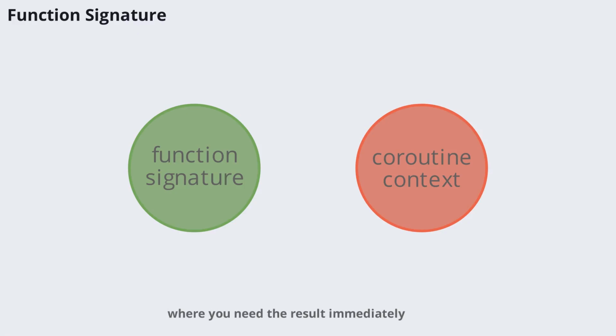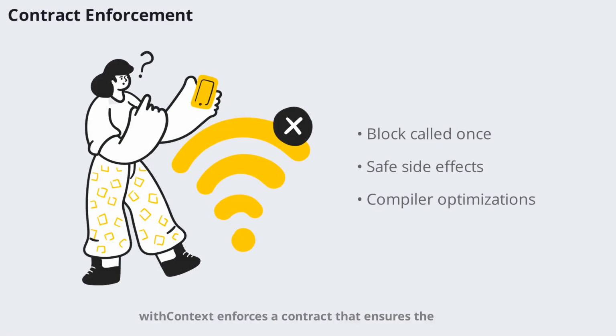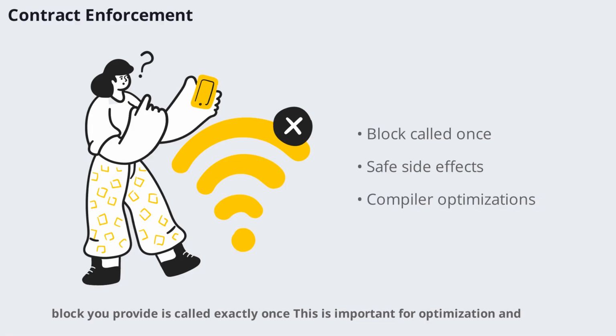withContext enforces a contract that ensures the block you provide is called exactly once. This is important for optimization and guarantees that side effects occur only once. The contract helps the compiler with inlining and other optimizations, making your coroutine code both safe and efficient.